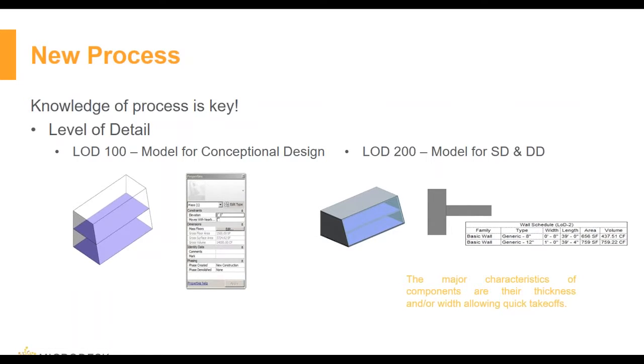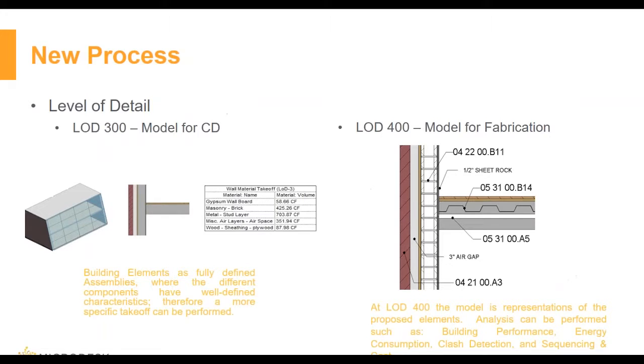When we move forward with LOD 300, that's when we talk more about CDs. Level 300 models include elements in which generic components have been replaced with fully defined assemblies. Analysis based on specific systems can be performed. Quantities based on materials can be obtained. So those same walls that we had before now have material, and the schedule displayed here to the left talks more about the material, the volume and the different components, how they've been more specified and characterized. As you can see, this takeoff is more specific, and we definitely use it in CDs.